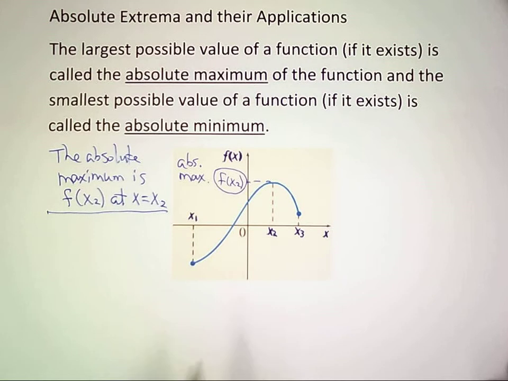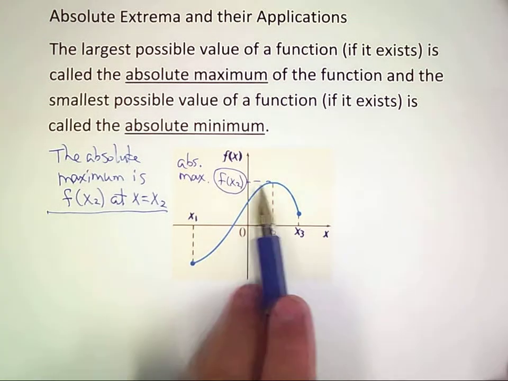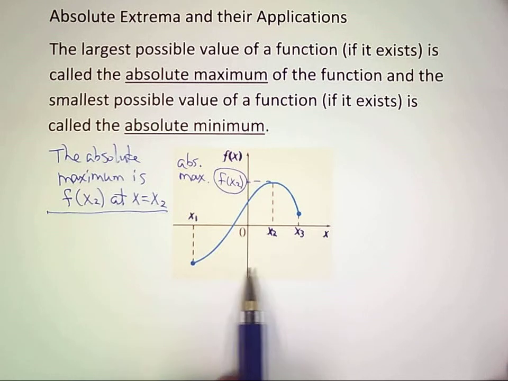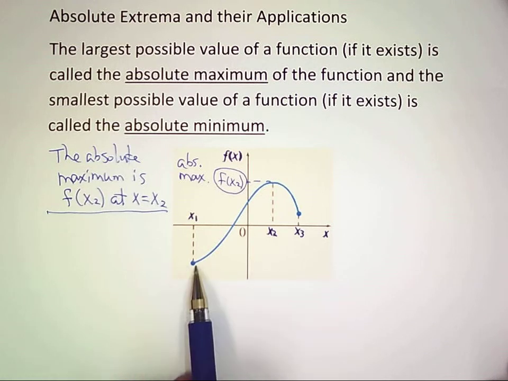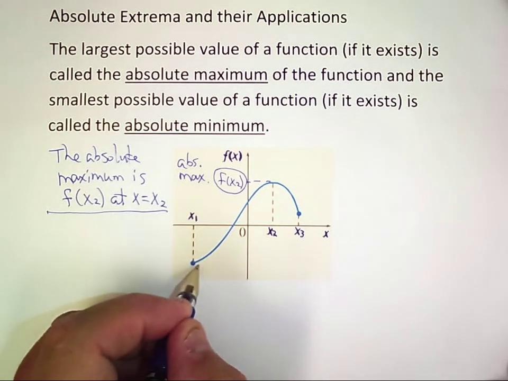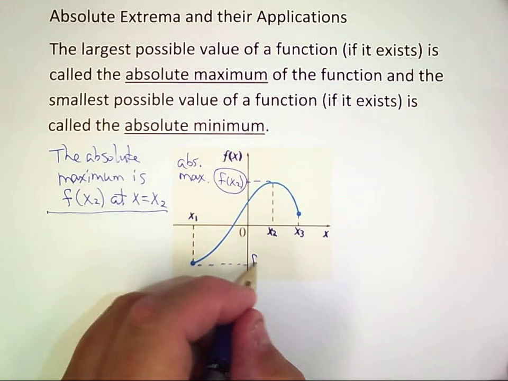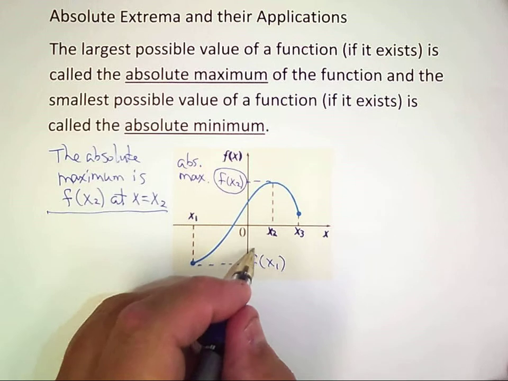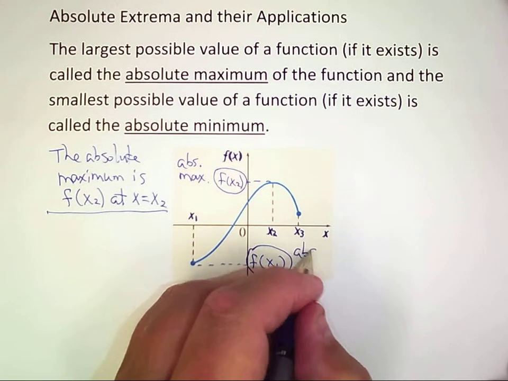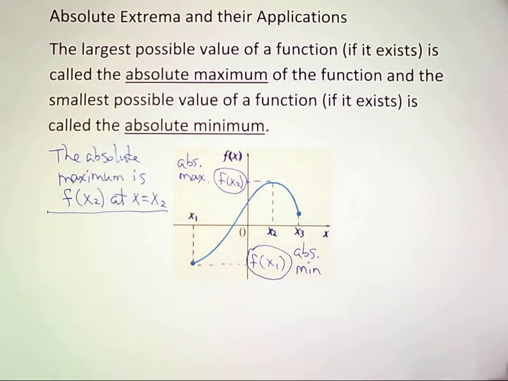And by the same token, if there's a point on the curve whose y value is lower, less than or equal to any other point on that curve, that's called an absolute minimum. So at x sub 1, whatever that y value is, we'll just call it f of x sub 1. That y value, not the point itself, but just the y value, is the absolute minimum.